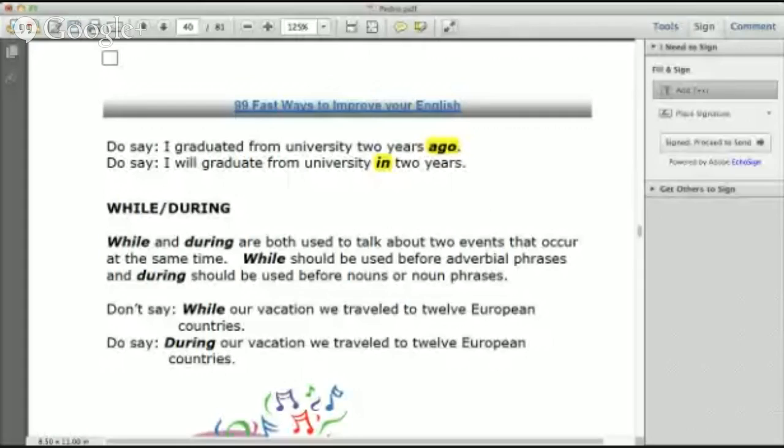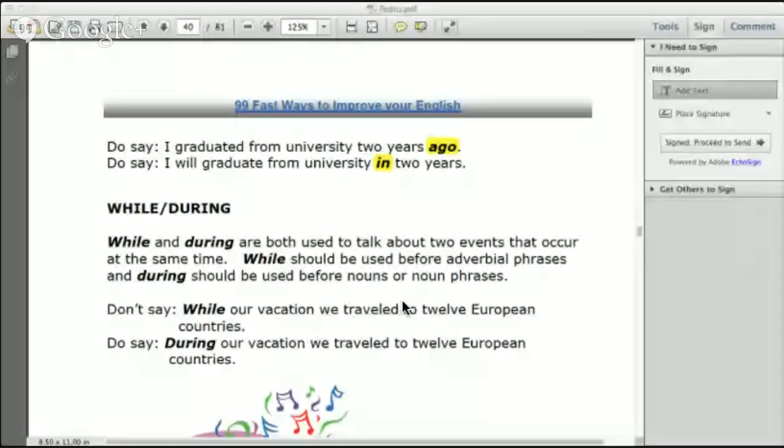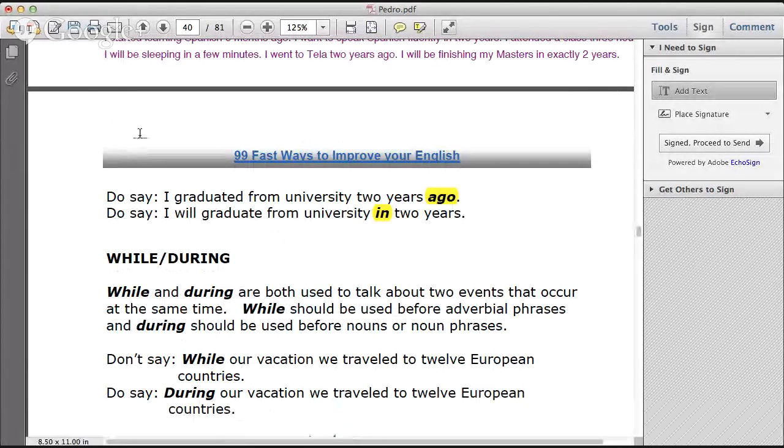Let's go to Ricardo. I ate 3 hours ago. And I will eat in 2 hours. Okay, I will eat in 2 hours. Good. All right, very nice. Good job.